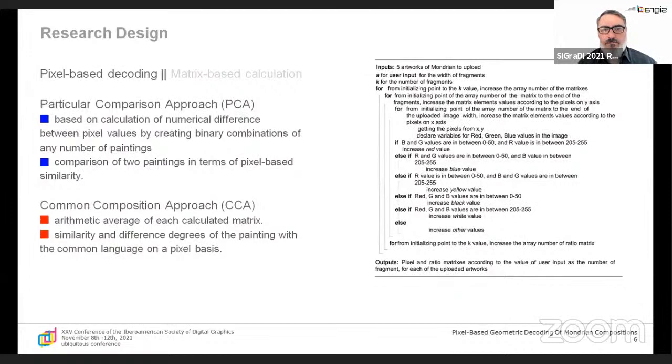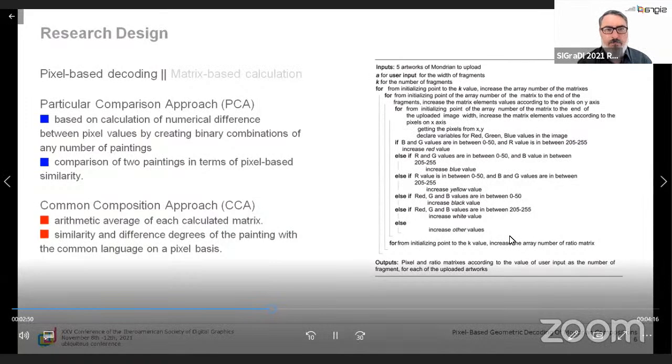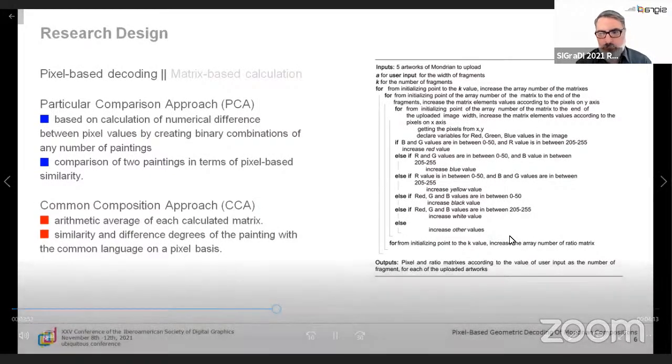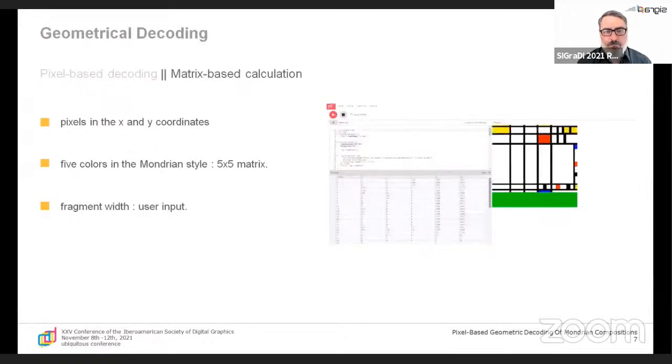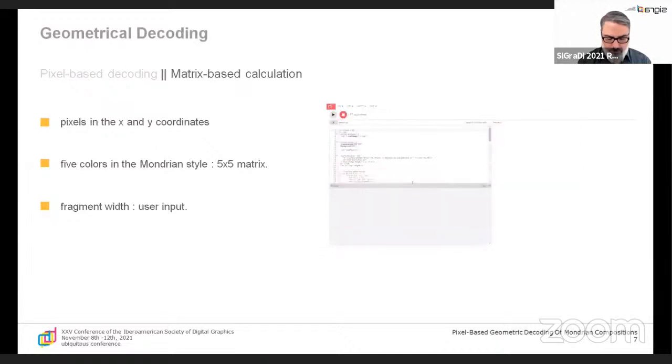And this is the general algorithm that we used for the pixel-based analysis. It basically includes the information while controlling the pixels according to the five colors in the compositions. A difference of 50 was determined in the RGB values in order to reduce the error margin of the algorithm. Since the pixel locations in the paintings are eliminated, only pixels in the XY coordinates are controlled. The distribution of the five colors used in the modular slide in the artwork selected for the work corresponds to a 5-by-5 matrix. Fragment width is determined by the user input, and in the scope of the study, fragment division input was taken as 20.